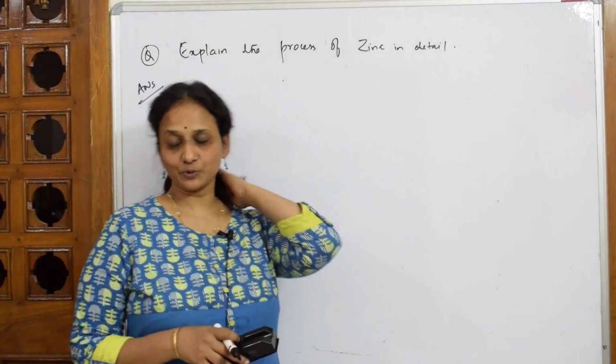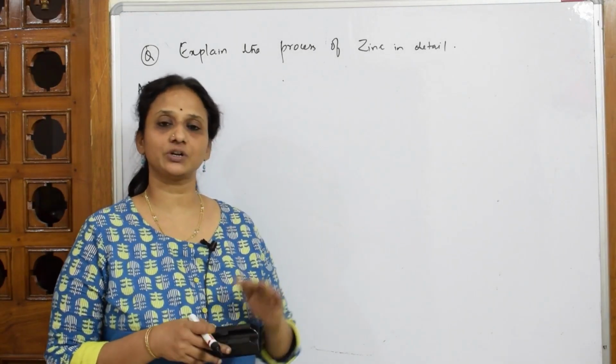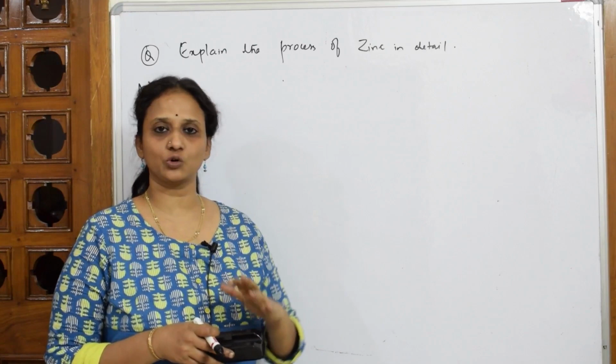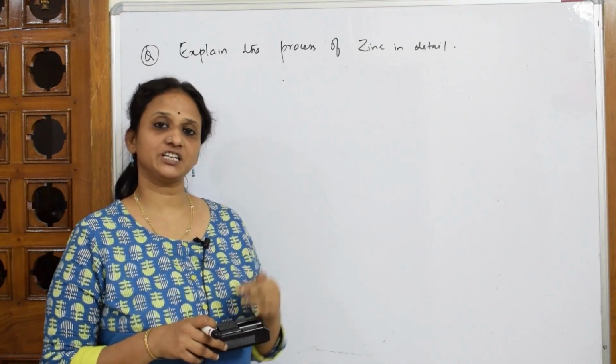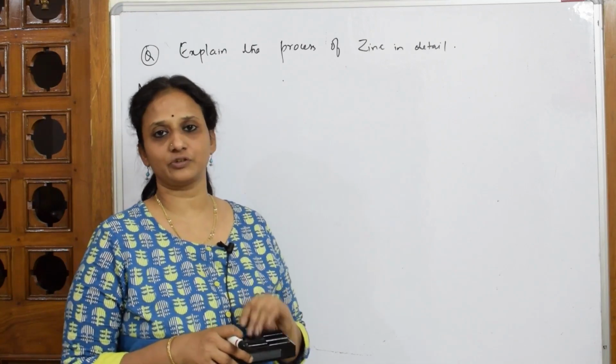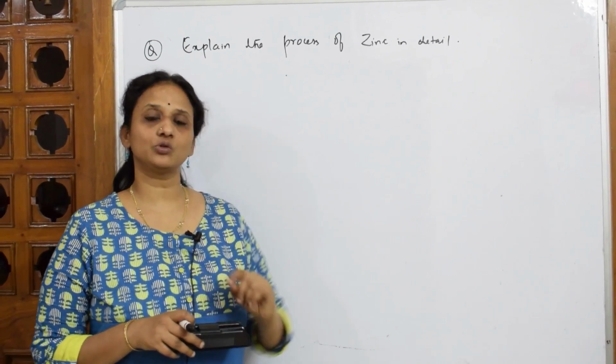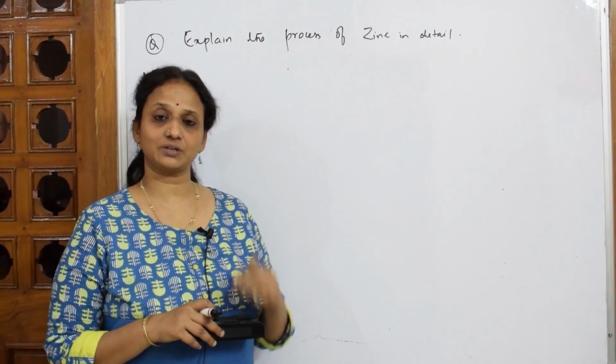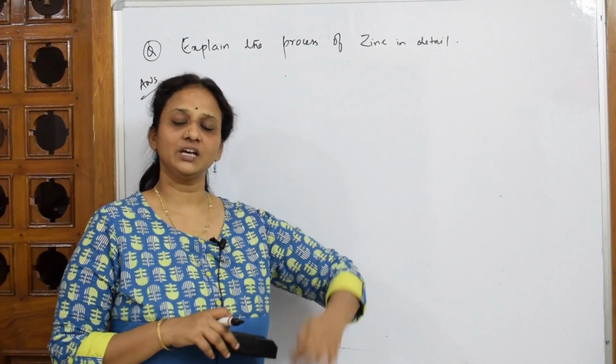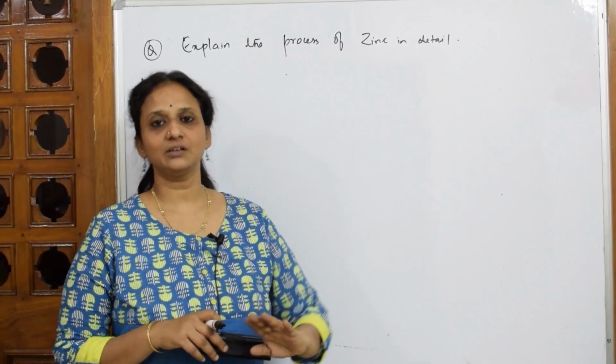So let us come back. Suppose this question is asked, extraction of zinc, what did we do? We have taken the ore of zinc. Then what did we do? We have taken it for concentration by froth flotation. From that, I have taken the ore to roasting and calcination. From roasting and calcination, we are further going to reduce it and then do the purification process.